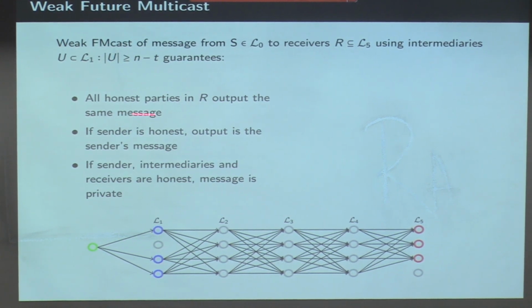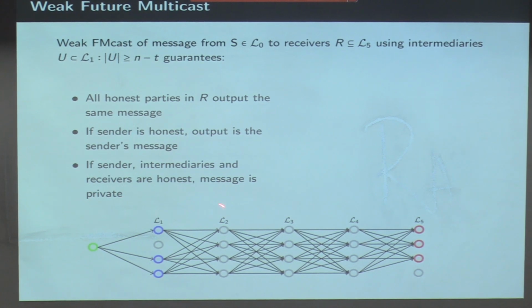Now the guarantees of this are the following. First of all, the honest parties among the output clients will output the same value. This is required of a multicast. Secondly, if the sender is honest, then the output of the honest parties is going to coincide with the sender's message. This is also required of the multicast.